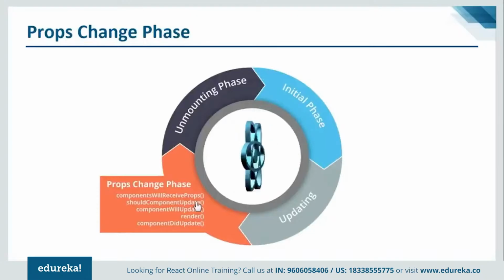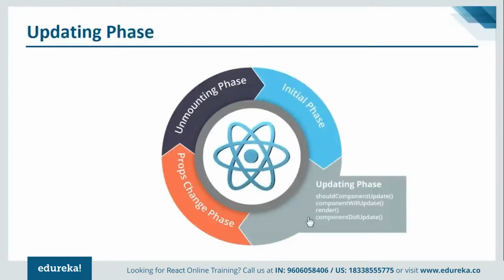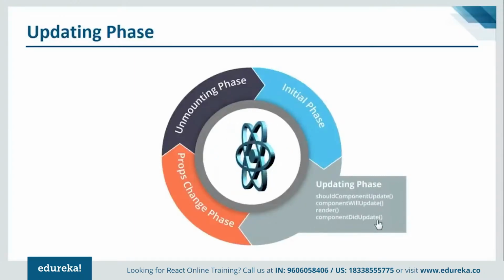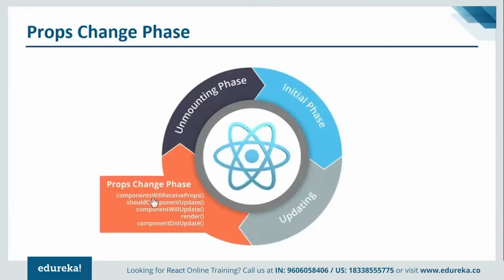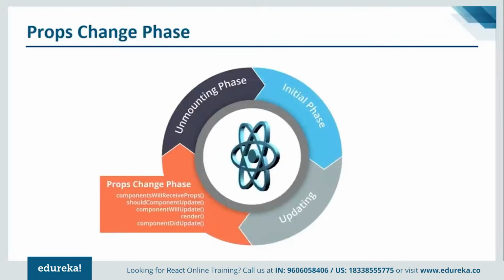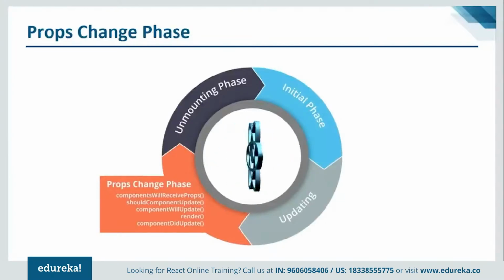If you want to compare, we can go back to the previous slide and you can see we have the shouldComponentUpdate method, componentWillUpdate method, render method and componentDidUpdate method. And in the next phase we have shouldComponentUpdate, componentWillUpdate, render and componentDidUpdate. So here only this method is new. Now this method takes one argument and this argument contains the new prop value that is about to be assigned to it. The rest of the lifecycle methods behave identical to the methods which we saw in the previous phase. So this is how the props change phase is completed.